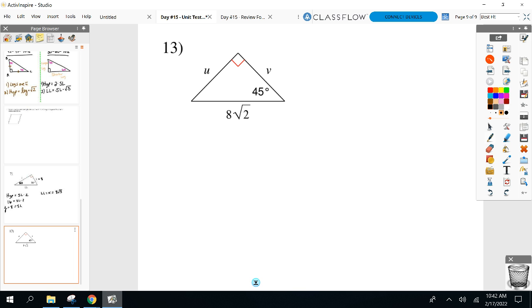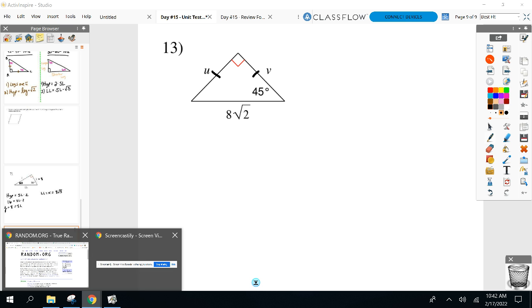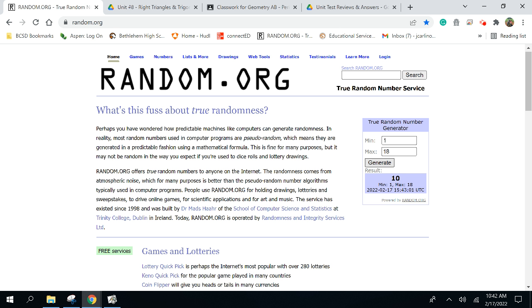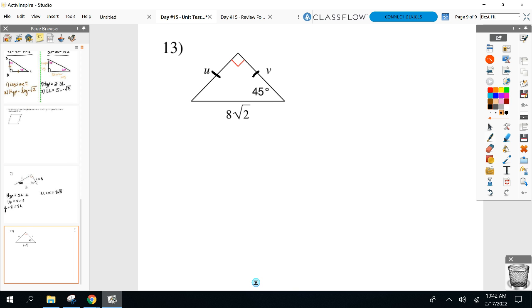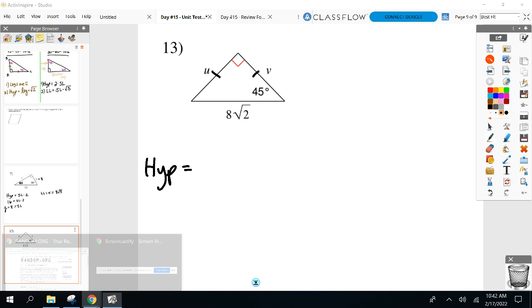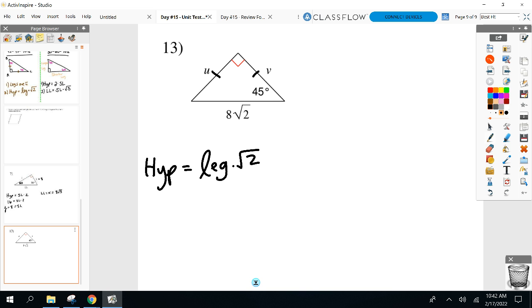What do I know about U and V? They're congruent, right? I don't need to find each one separately. They're going to be the same length. What's the 8 radical 2 in the diagram? Hypotenuse. In a 45, 45, 90 triangle, what is the hypotenuse equal to? Yep, leg times radical 2. Ready? 8 radical 2 is the hypotenuse. Plug it in.